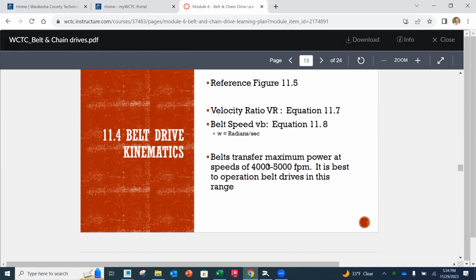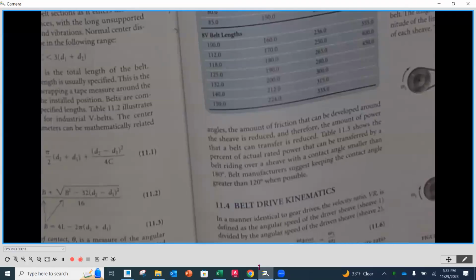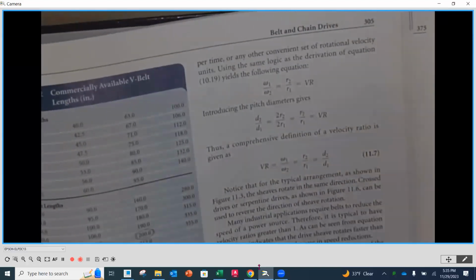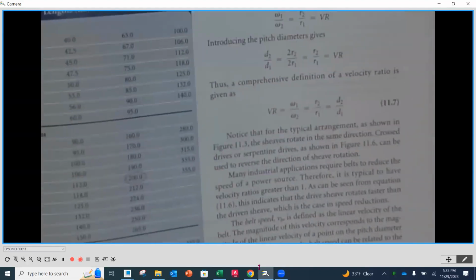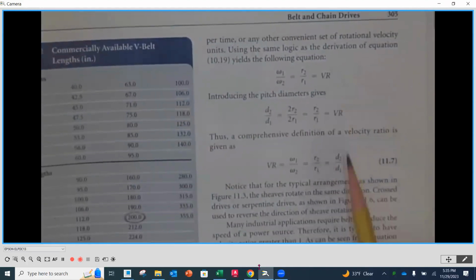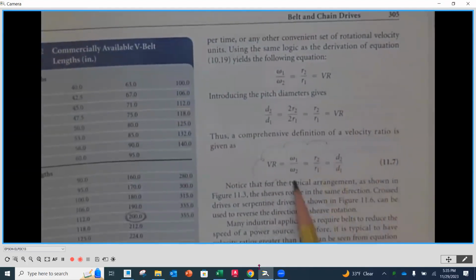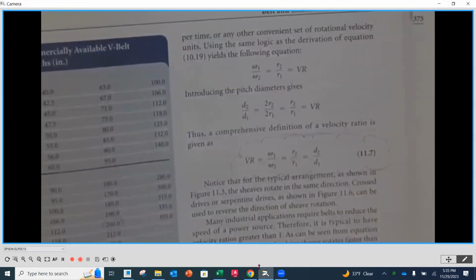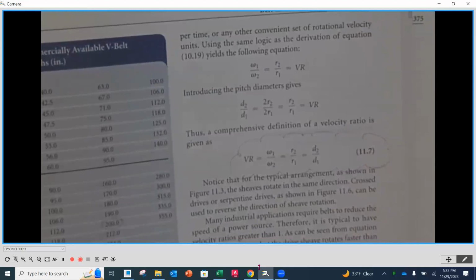So, belt drive kinematics, velocity ratio. We're going to go up to page 305 and look at equation 11.7. As we look up here, this should look familiar to us. Here are our equations for velocity ratio. We did this in our gear design, and you'll notice that it's set up exactly the same.